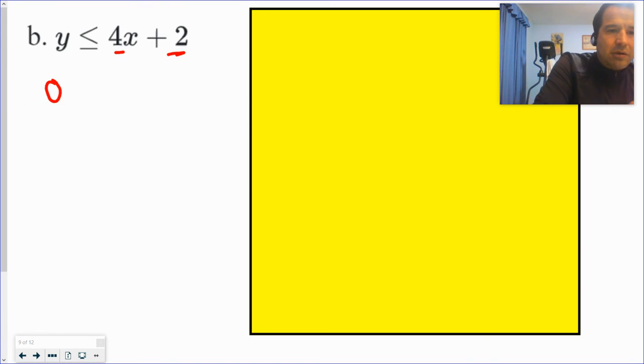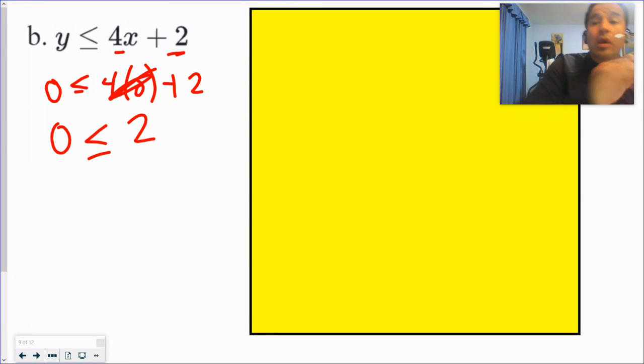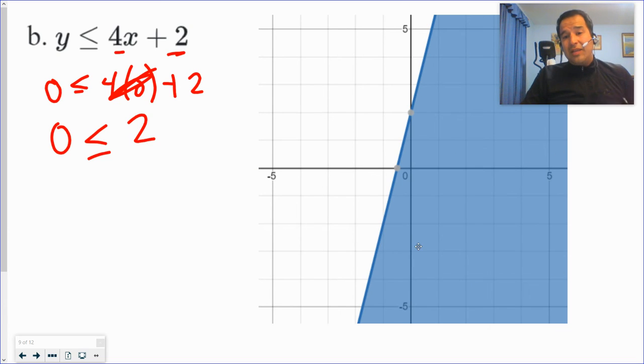Plug in point (0, 0). Is 0 less than or equal to 4 times 0 plus 2? Again, this is 0, so 0 is less than or equal to 2. That's true. So the side that has point (0, 0) is the side that makes that true. Let's see what the answer is. It should look like that. As you see, (0, 0) is here, and so this side gets shaded in.